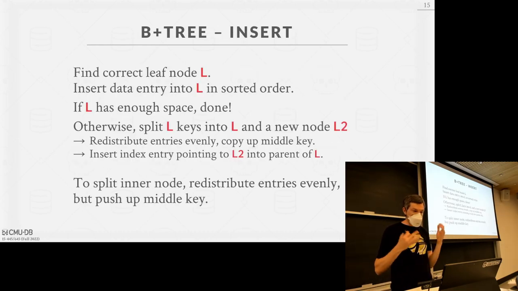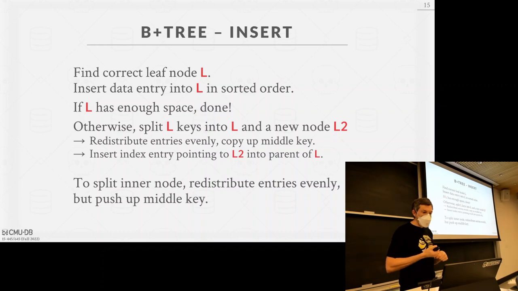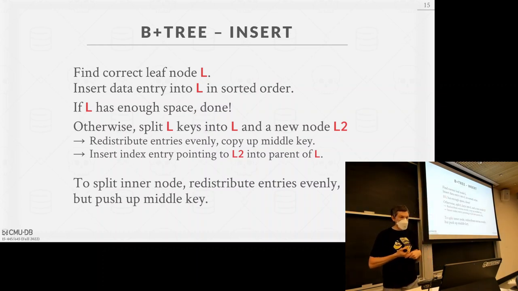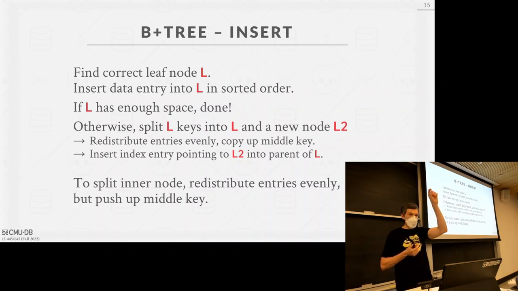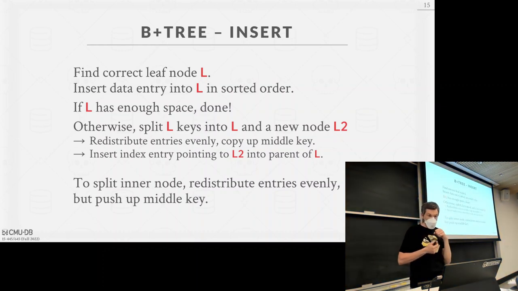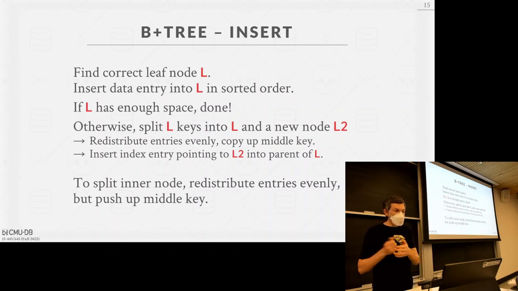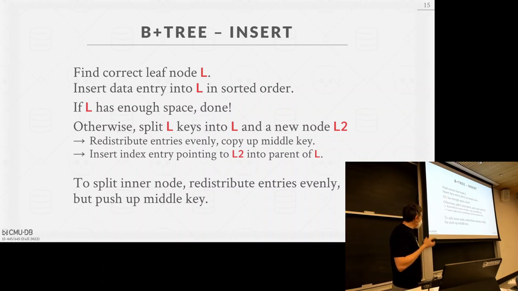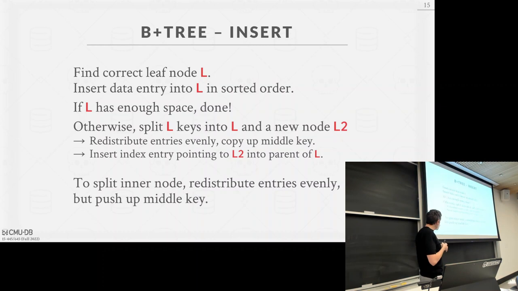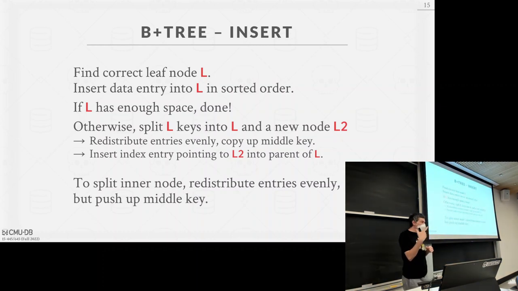All right, so let's see actually how we build one. To do the insert, we're going to find the correct leaf node that we want. Again, doing that traversal, looking at the guideposts to tell us whether we want to go left or right. Then we get to the leaf node. We want to sort the new key entry, the new value, in sorted order. So if our leaf node has enough space, then we just insert it, and we're done.